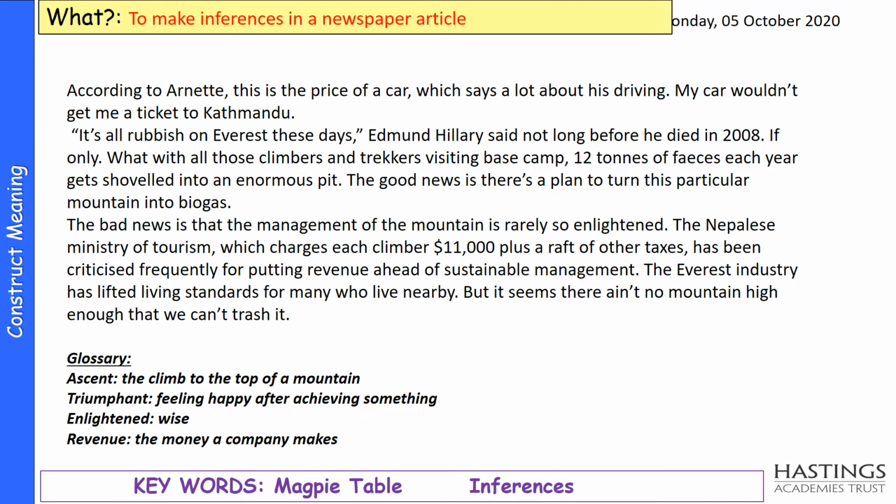Okay, there's a couple of words there at the bottom. I've put the definition there for you in case you need them. So you have ascent, which is the climb to the top of a mountain. Triumphant, which is feeling happy after achieving something. Enlightened, which is our word of the day, which means wise. And revenue, which is the money a company makes.